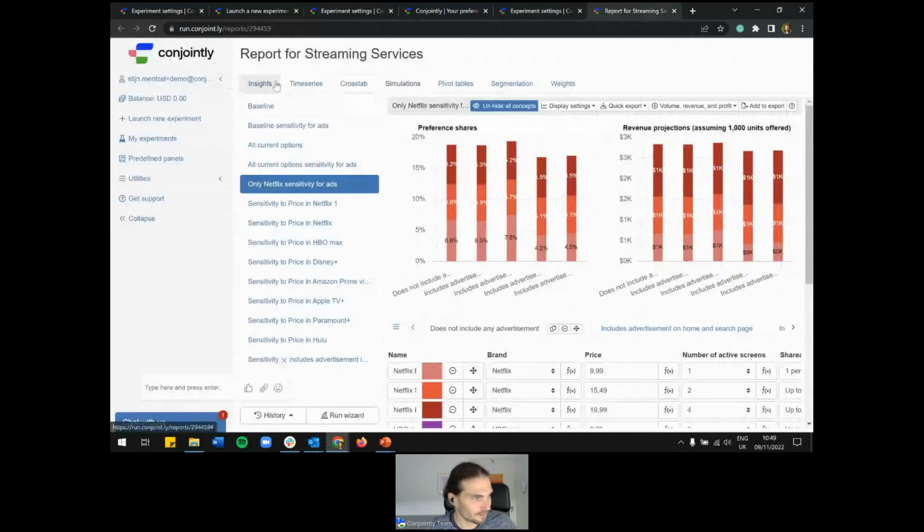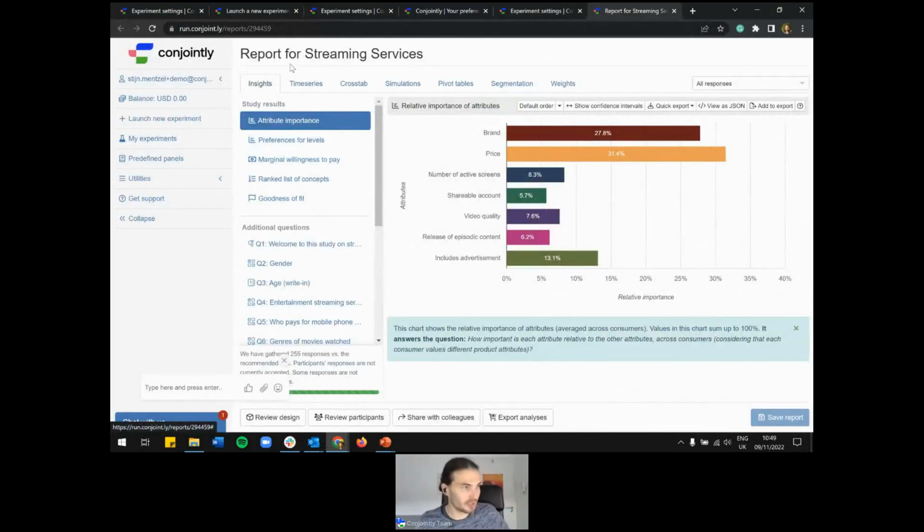I already have it open here. First thing you're going to see in the Insights tab is attribute importance. Now, the Insights tab is nothing more, it's already quite impressive. It's the overview of the study results. Now we have time series. This is more if you do longitudinal research. We have cross tabs in case you have segments. We have simulations, probably my favorite thing in the world. Pivot tables in case you want to make custom tables. Segments that you can then use in your cross-tab section, and weighing models.